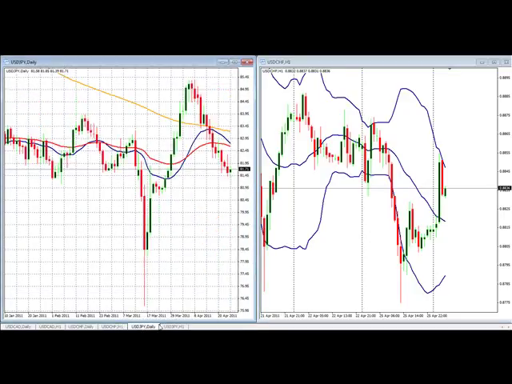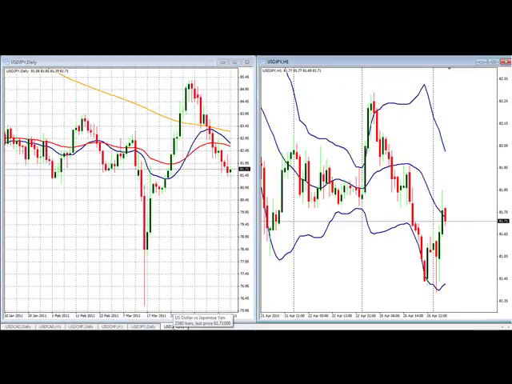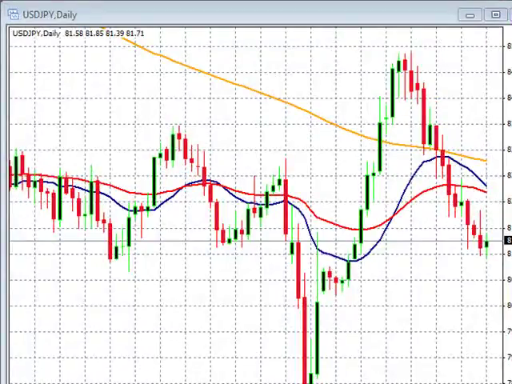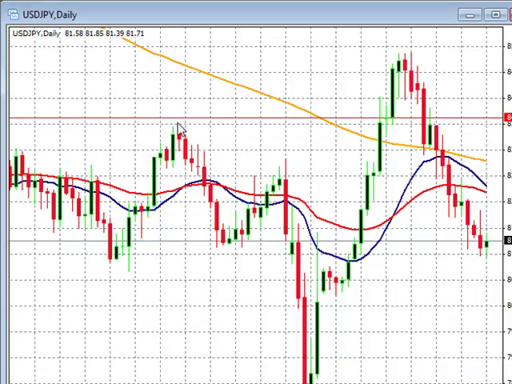The last one we have is the dollar yen. And what we said with the yen was that we were in this range. Remember, we talked about this range of around here on the daily. We talked about this range right here.